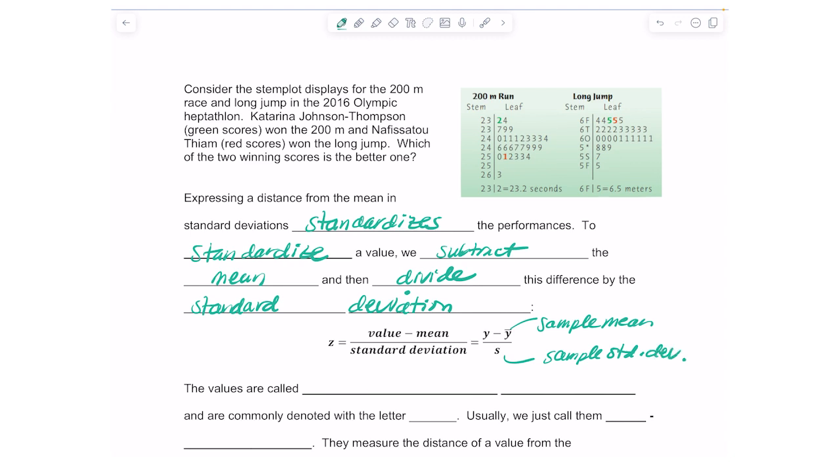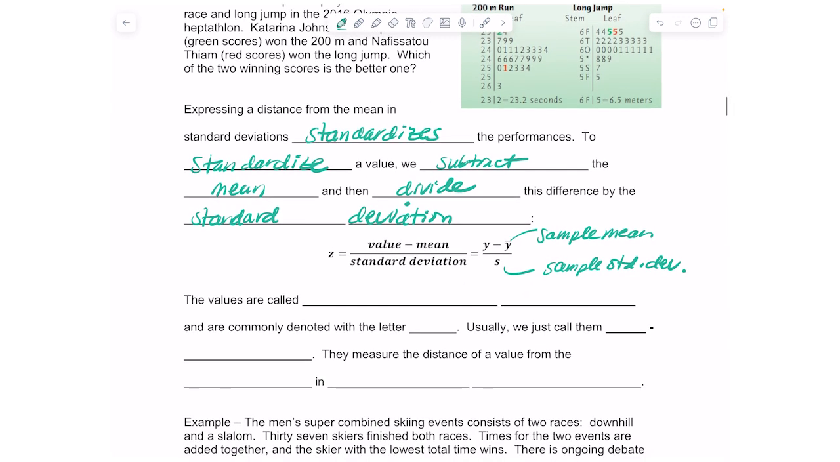These are called standardized values, and they're commonly denoted with the letter z. Usually we just call them z-scores, and we're going to be finding and seeing those a lot. All they do is measure the distance of a value from the mean in standard deviation units.